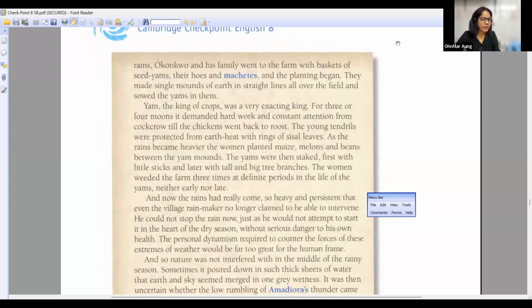So according to this, harvesting is less demanding than planting. What do you think? Equally exciting. Is it true or false? It says equally demanding. But in the given sentence, harvesting is less demanding. But in the paragraph, it says equally demanding.